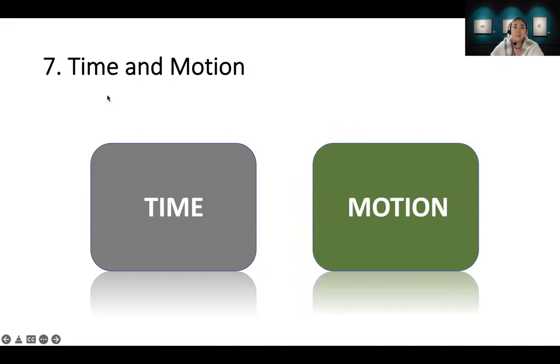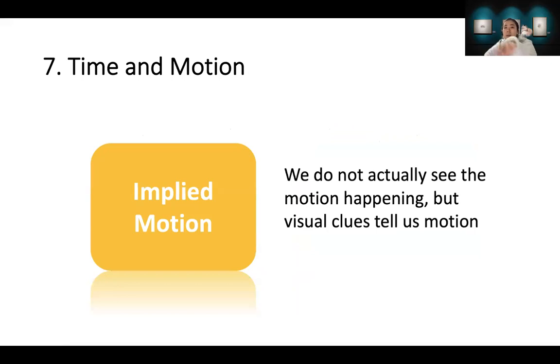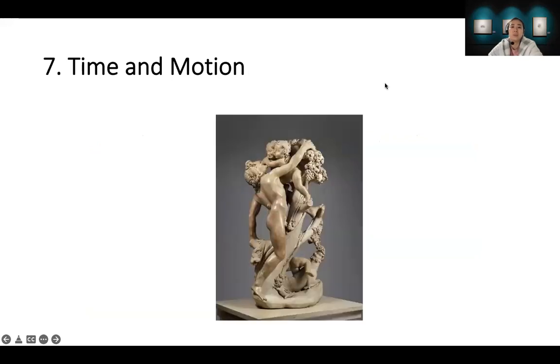And time and motion. We learned implied motion. We do not actually see the motion happening, but visual clues tell us motion. Like this work of art, the figures' poses are so dynamic and theatrical, we could feel we are in the middle of the action. So that is called implied motion.